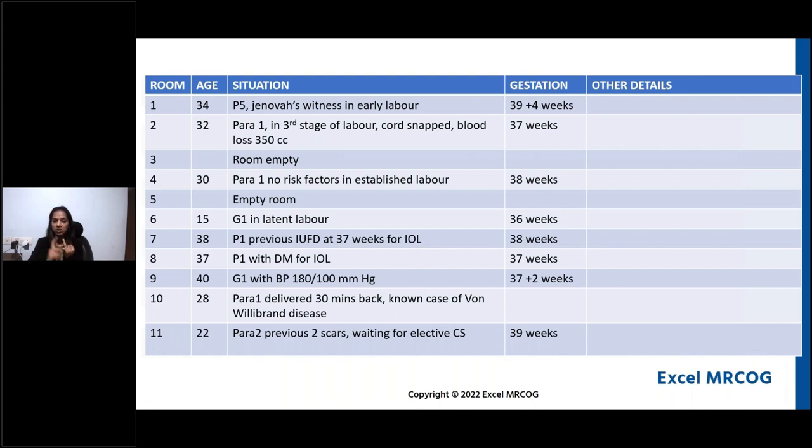The diabetes patient, you'll have to check whether she's on insulin or OHA. If she's on insulin, you omit the insulin dose in the morning. You check her blood sugars, check her scan and how big the baby is. And then accordingly, same thing again, per abdomen examination, per vaginal examination, cervical score, send blood for group and save. You can start the induction because she's diabetic, or you can plan it a little later once the emergencies are taken care of.